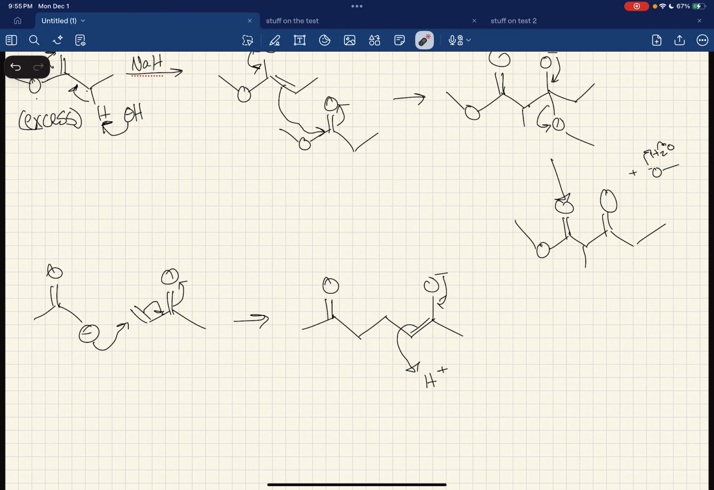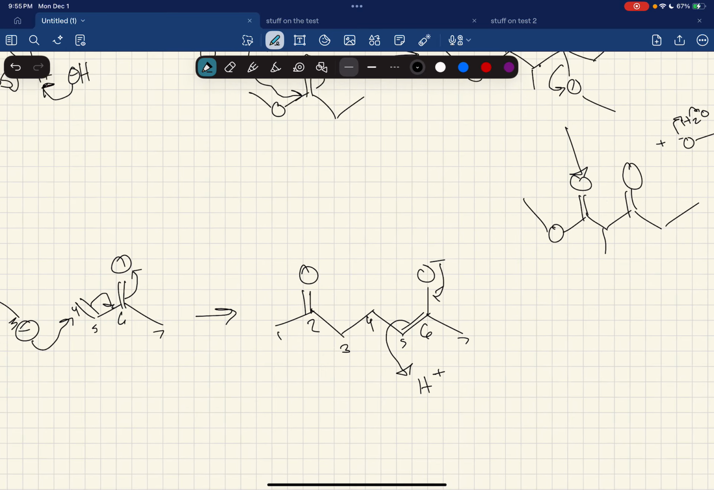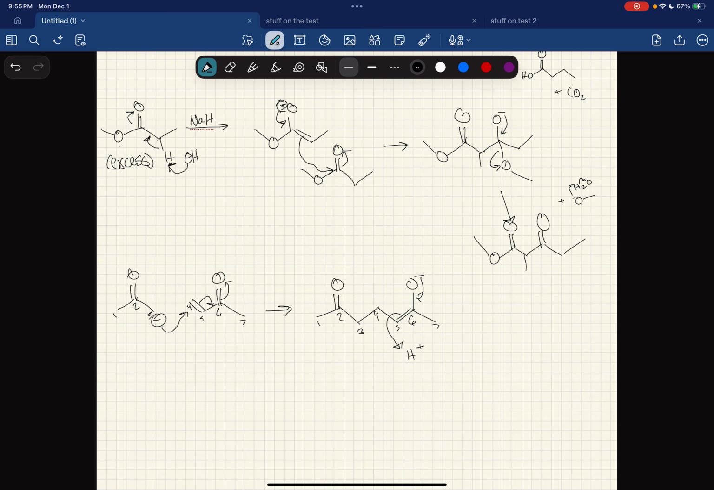And then if you count the carbons, you got 1, 2, 3, 4, 5, 6, 7. 1, 2, 3, 4, 5, 6, 7. You can keep track of them like that. And then you're going to have finally the workup step, and you're going to form that.